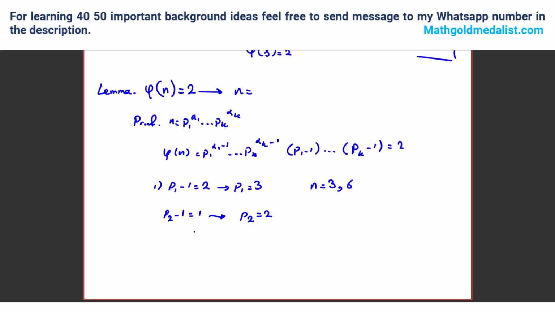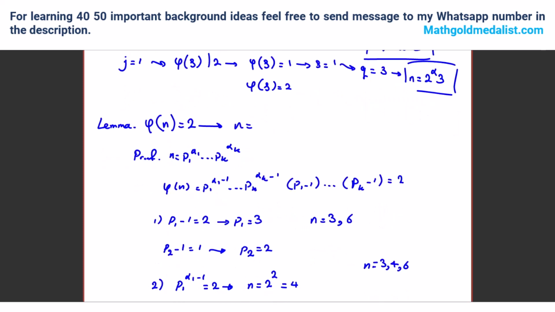If one of these terms equal to 2, for example, p1 alpha 1 minus 1 is 2, so we can say n is 2 squared, 4. You said n is 3, 4, 6? Yeah. Okay, good job. Now we prove n is 3, 4, 6.